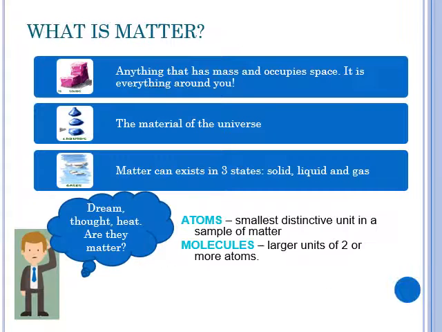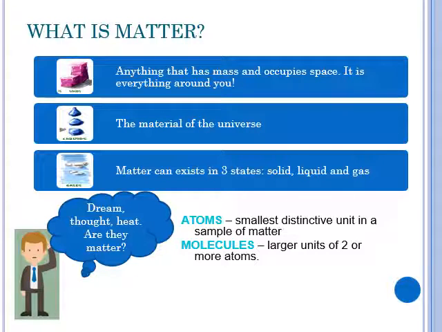Okay, and then next, what is matter? Matter is anything that has mass and occupies space. It's everything around you, the material of the universe. Matter can exist in 3 states: solid, liquid, and gas. Dreams, thoughts, heat, are they kinds of matter? Because we said that matter exists in 3 states, solid, liquid, and gas. Are these 3 things, dreams, thoughts, and heat, considered as matter? So you have to think about that.